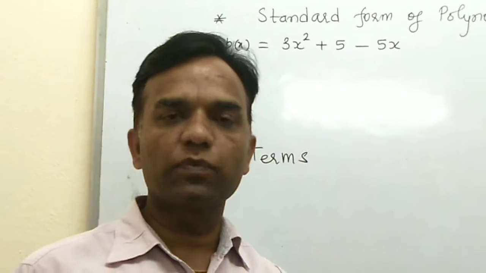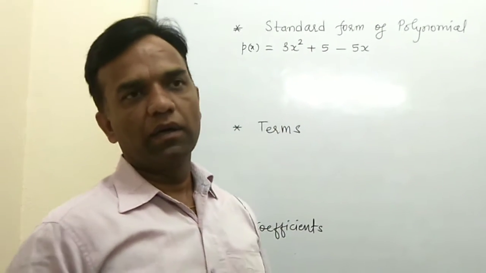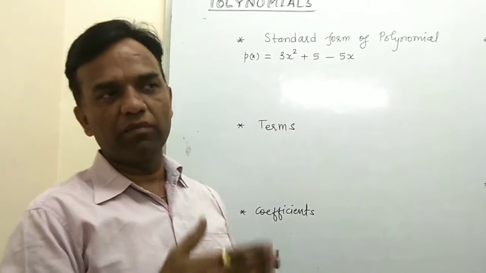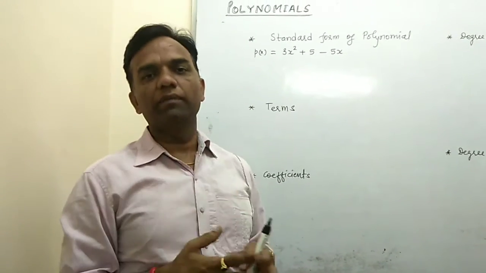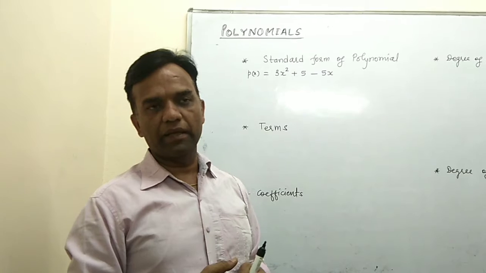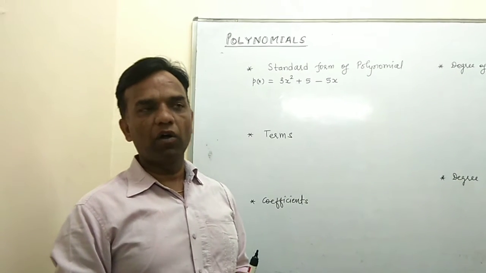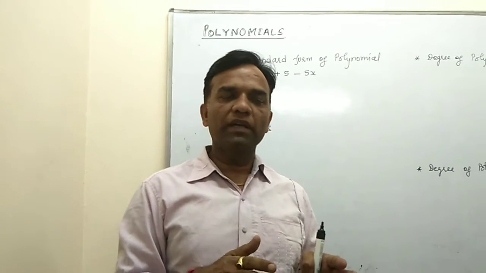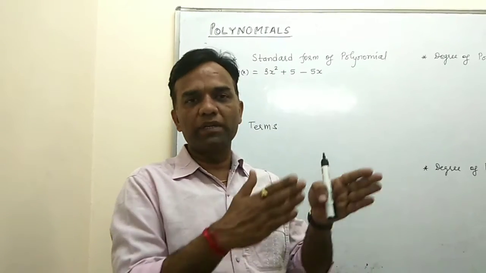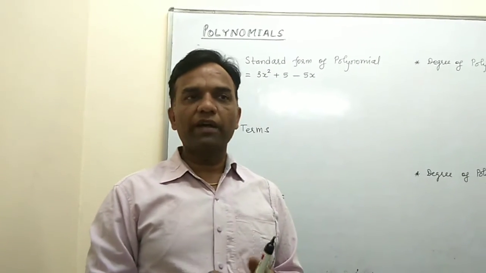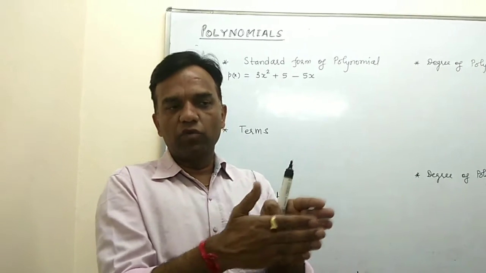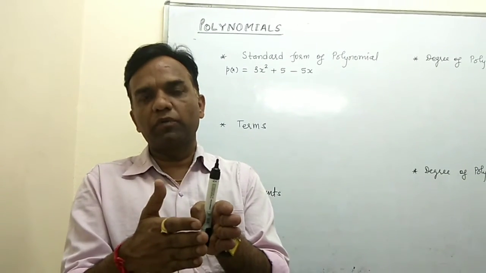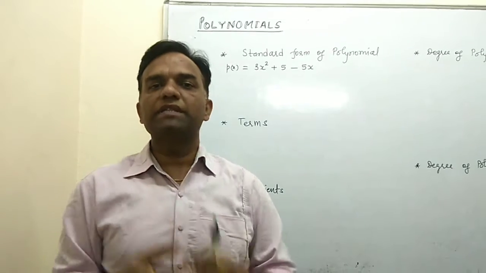So their exponents, their degrees, are not arranged in ascending or descending order. But basically you always write your polynomial in descending order of degree. Always write the first term with the highest degree, and then arrange all the powers of the variable in descending order.